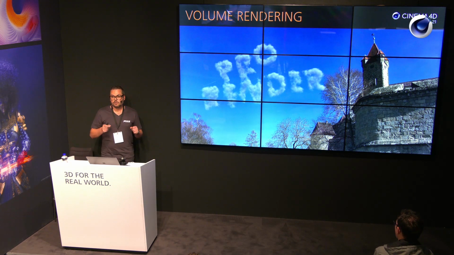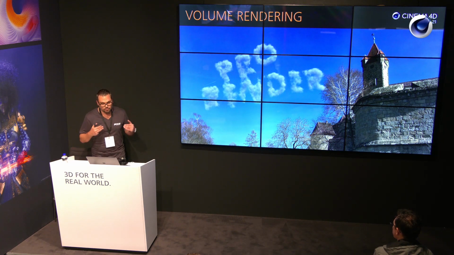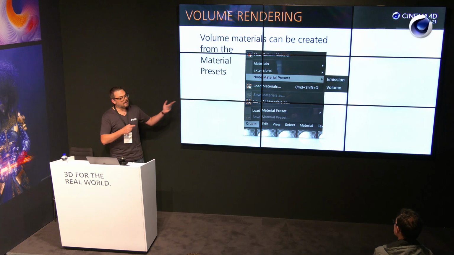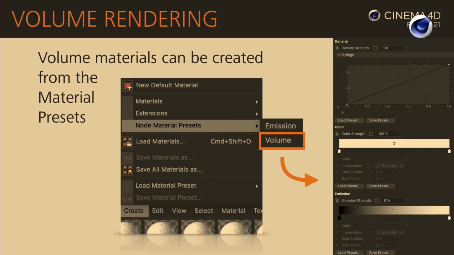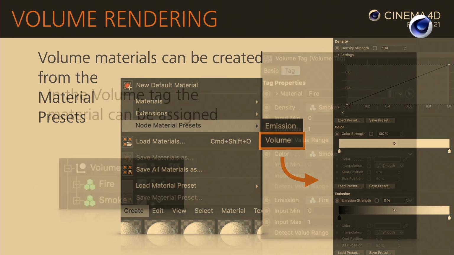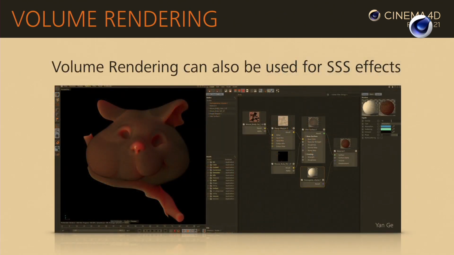And now we introduced the VDBs, which are actually for rendering clouds and stuff, as a modeling tool. And now with ProRender, you can also render the volumes. And this is done, the clouds you saw, this is done in ProRender. You see node material presets, and there's the volume. These are the options there. In the volume tag, the material can be assigned, and you can see here you've got smoke and fire, and you can make a lot of changes to get the look you want. And it can also be used for subsurface scattering effects.